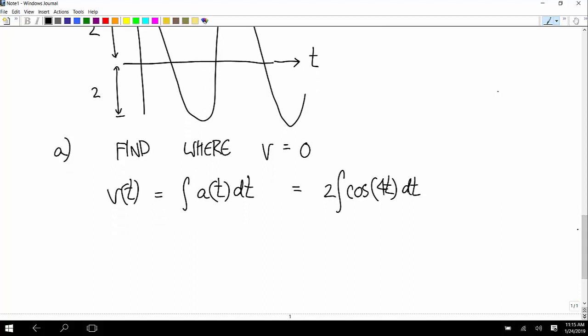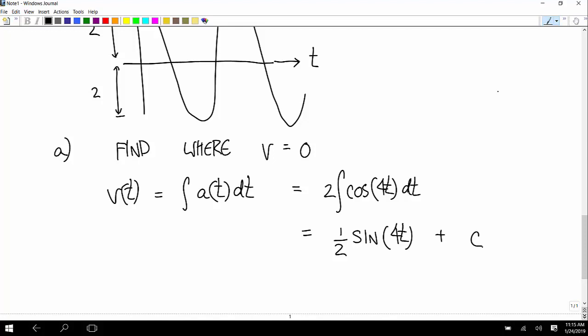And do use substitution, and you should get 1/2 sine of 4t, right? Plus c. Okay, everyone with me there?